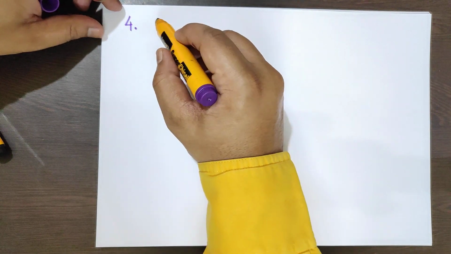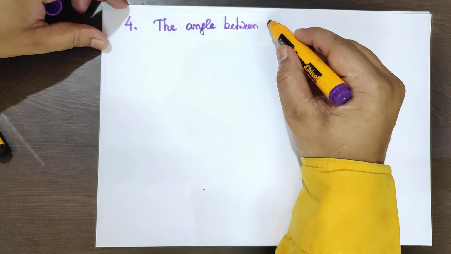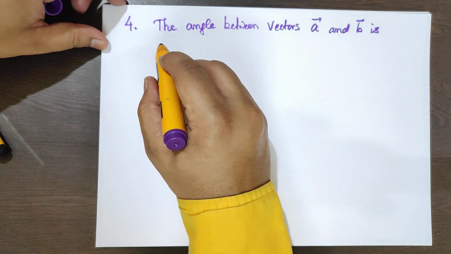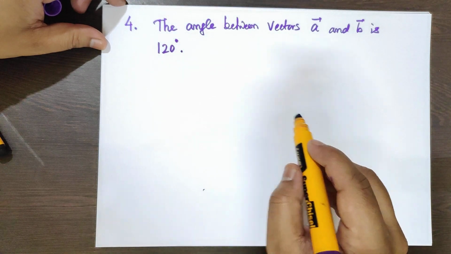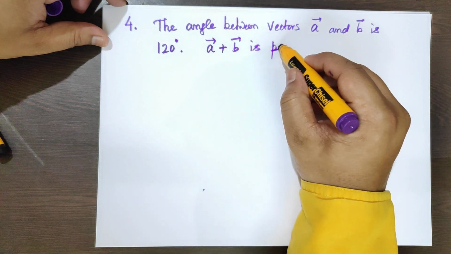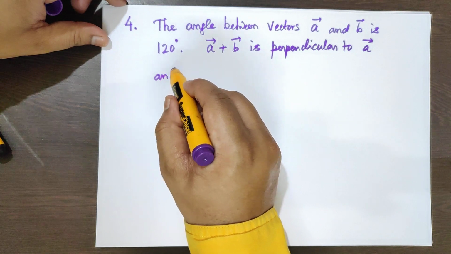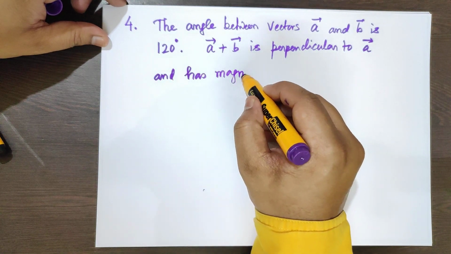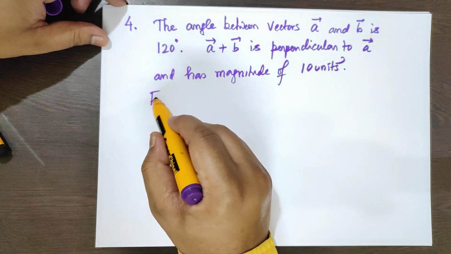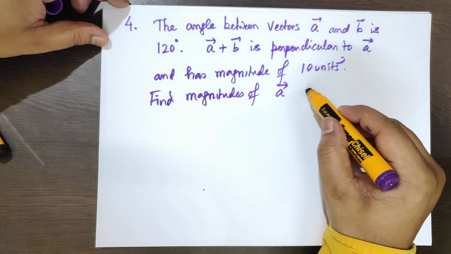Now, the angle between vectors A and B is 120 degree, and A plus B is perpendicular to A. A plus B is perpendicular to vector A and has magnitude of 10 units, right? Now find magnitudes of A and B.